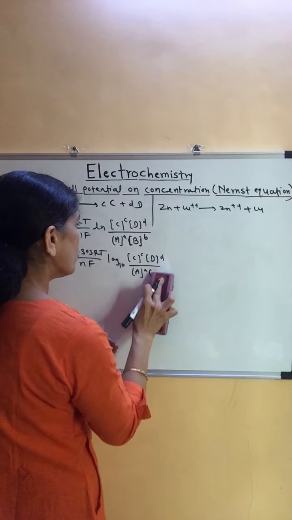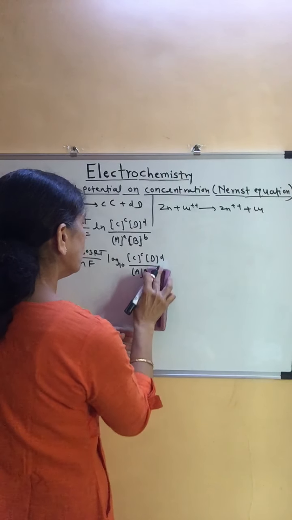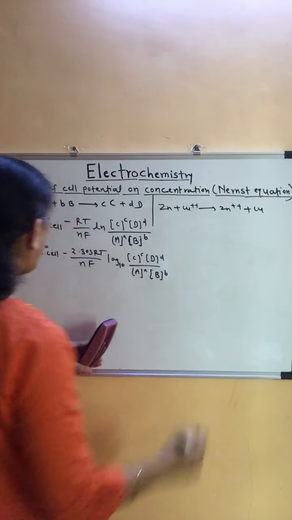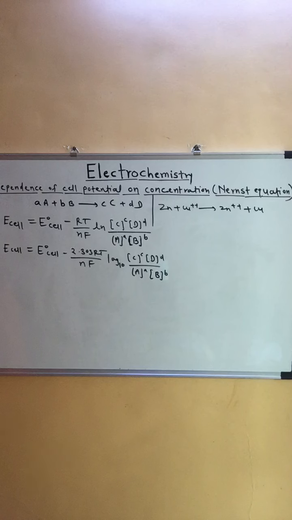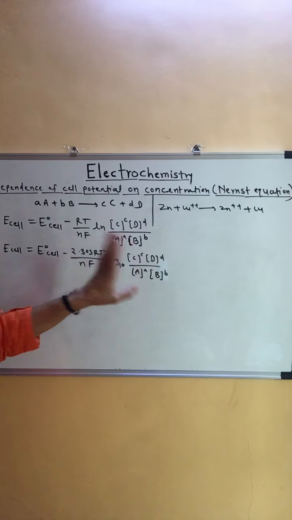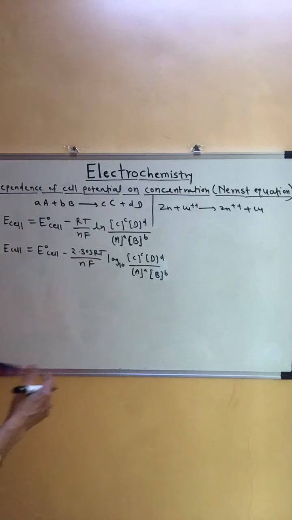Isn't it? We have just changed the form of the equation. See it carefully. E cell, the potential of the cell under non-standard conditions, is equal to the potential of the cell under standard conditions minus 2.303 RT upon nF log to the base 10 of the product of molar concentration of products upon the product of molar concentration of reactants.